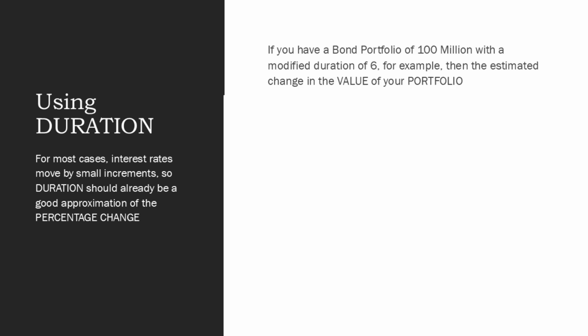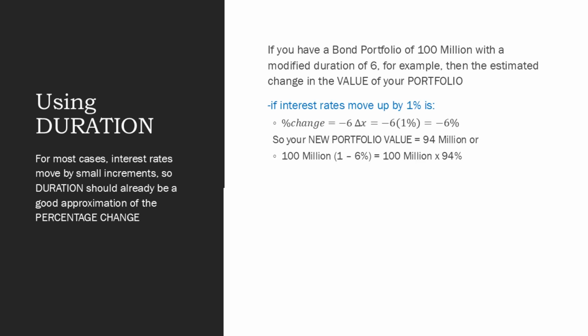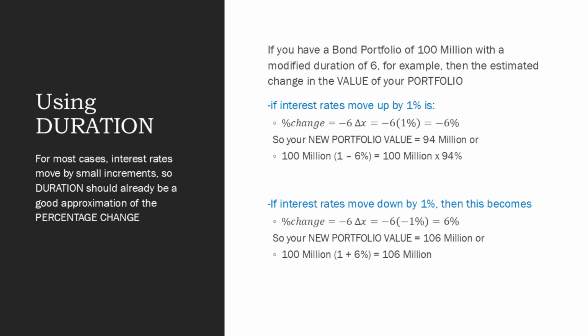For example, if you have a bond portfolio of 100 million with a modified duration of 6, for example, then the estimated change in the value of your portfolio is this one. Negative 6 times delta x, or negative 6%, and therefore your new portfolio value is expected to be 94 million from 100 million if interest rates move up by this amount. And if interest rates move down by 1%, then this becomes negative 6 times negative 1%, which is equal to positive 6%. So your new portfolio value should be 106 million, or 100 million times 1 plus 6%. So that's how duration is used.